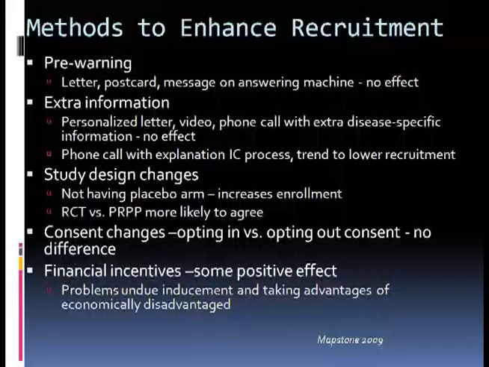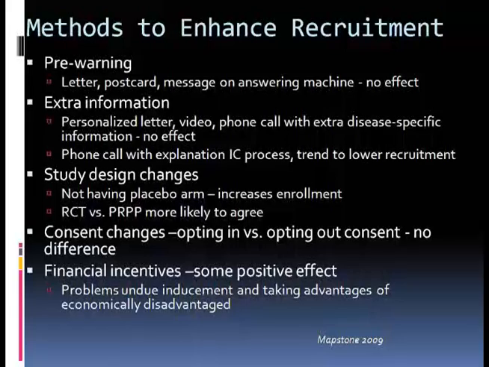In terms of methods to enhance recruitment, there were 3 relatively recent large meta-analyses and systematic reviews, from 2006 onward, that we're going to go over briefly. If you send some way of pre-warning the patient, a postcard saying that 2 weeks from now I'm going to send you information about the trial, or you leave a message on the answering machine, it doesn't work.